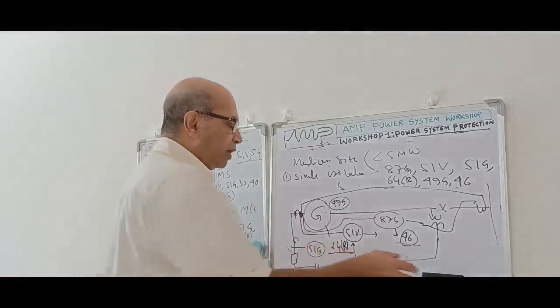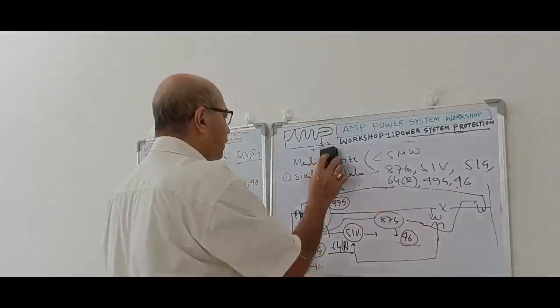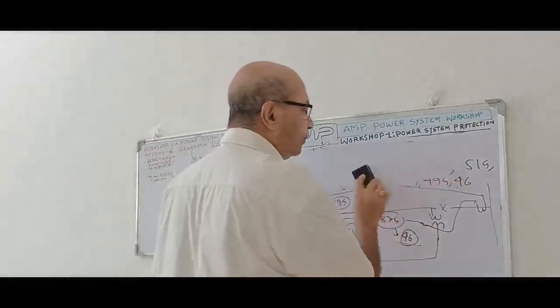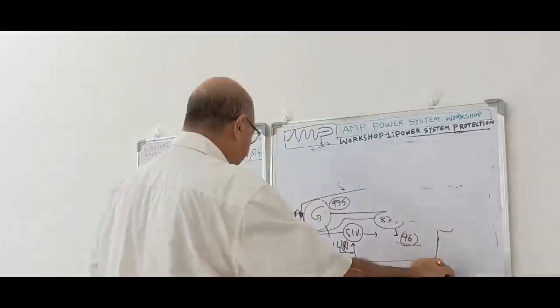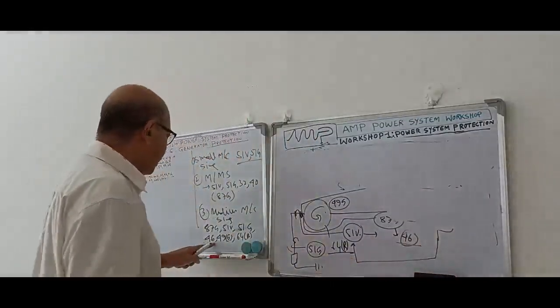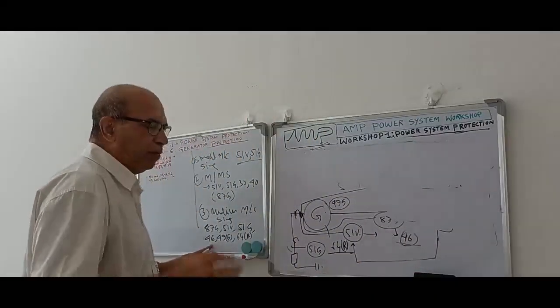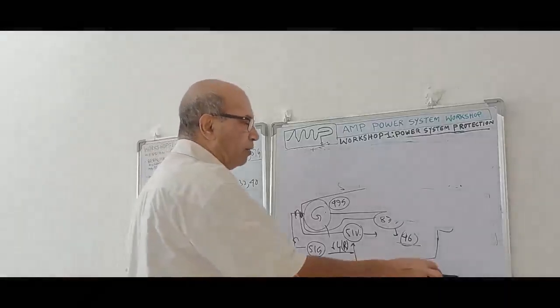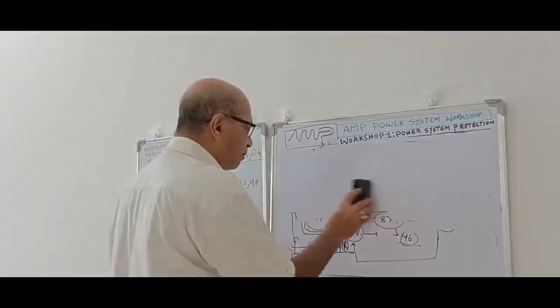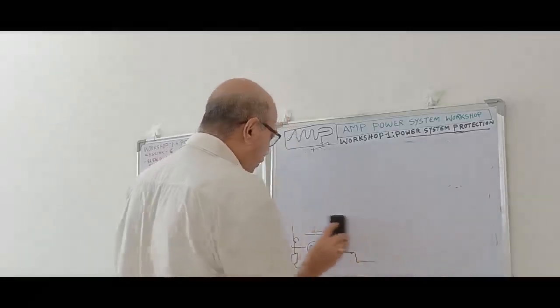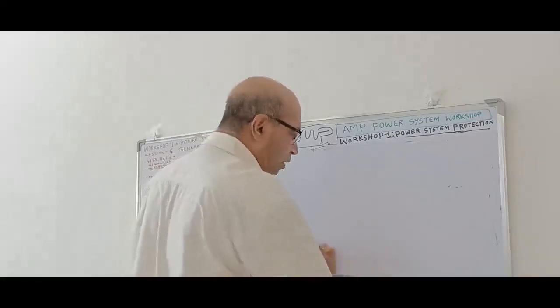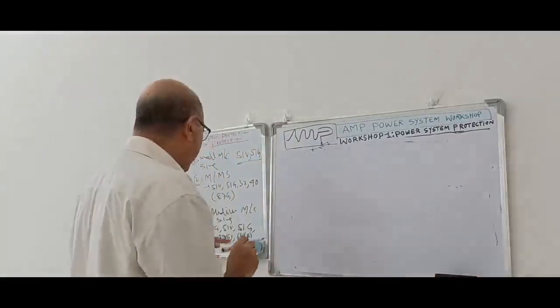Now, when the medium-size machine is running in parallel, what do we have to do? In the mid-size machine, sometimes 46 is not mandatory. Sometimes we include 46, we may not include it, depending on the evaluation. Now, for the mid-size machine running in parallel, in addition to this single operated machine, we have to include another 2 protections.